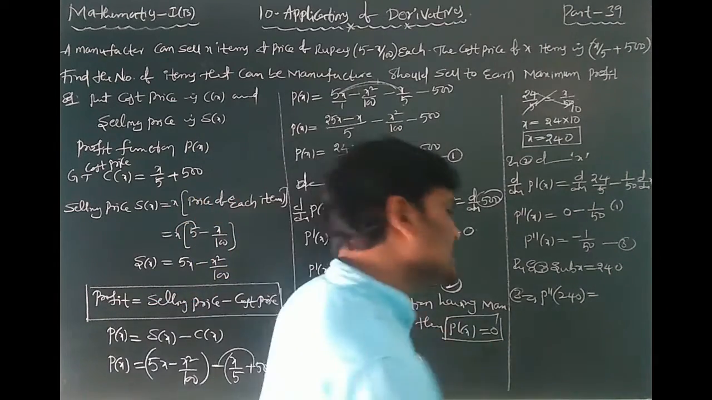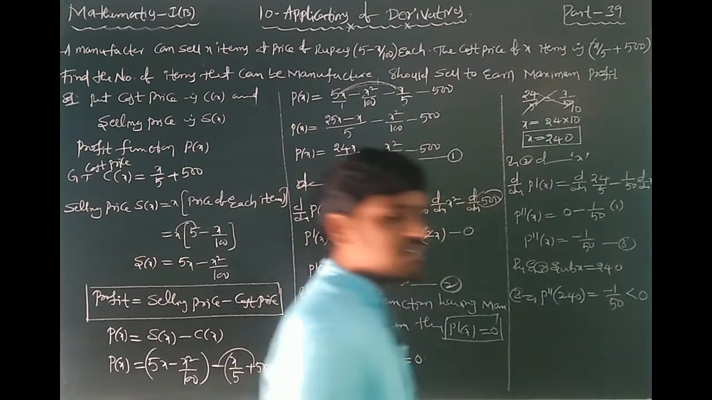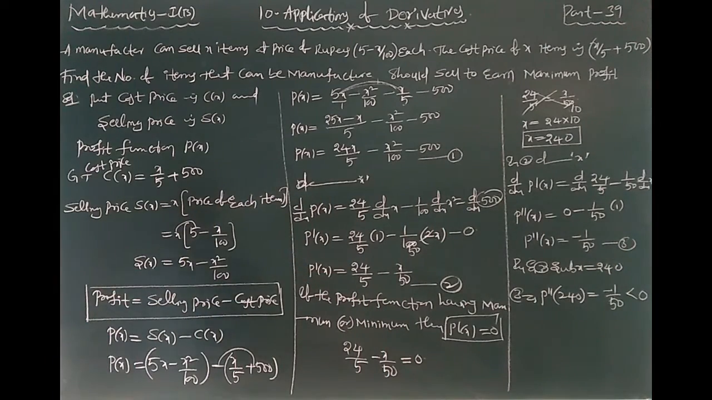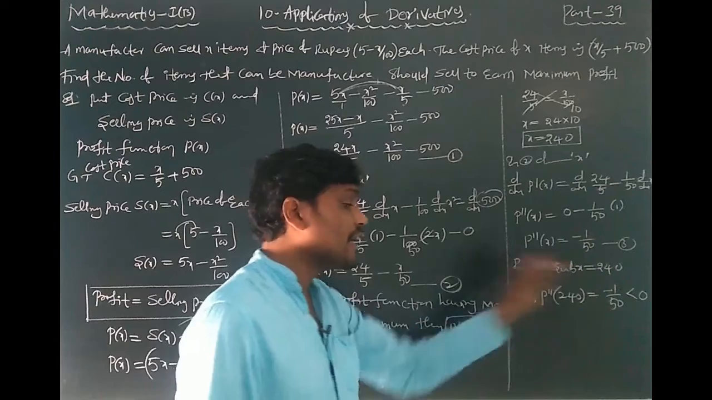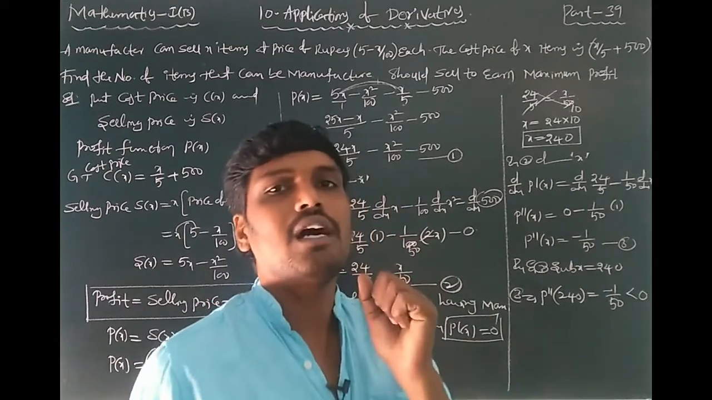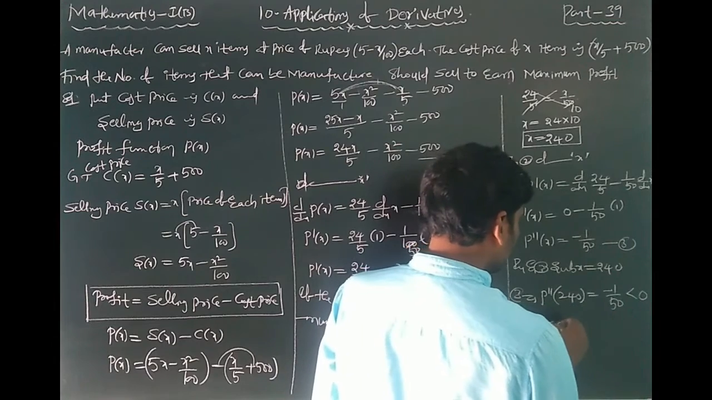A constant function cannot be changed. That's why the second derivative we can write as minus 1 by 50. Is minus 1 by 50 less than 0 or greater than 0? It is less than 0. Why? Because there is a negative sign here, and a negative value is always less than 0. That's why P double dash of x is less than 0.